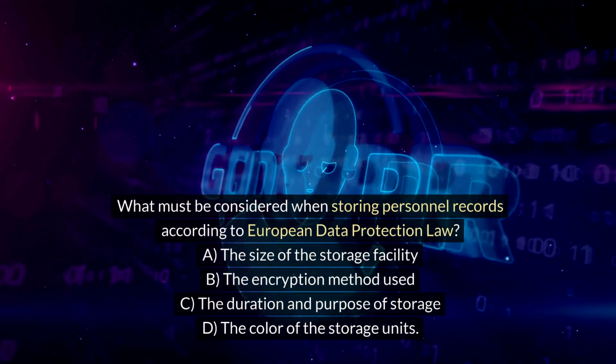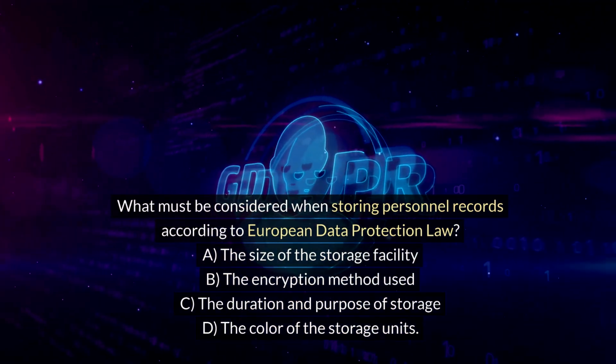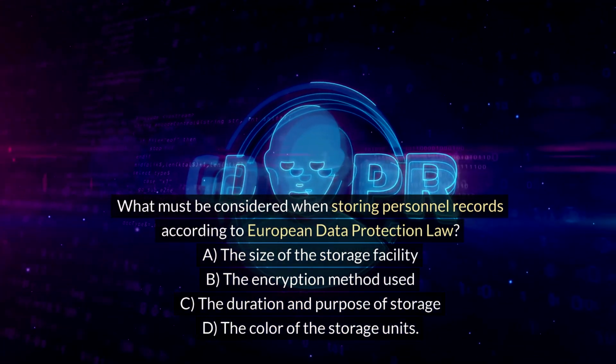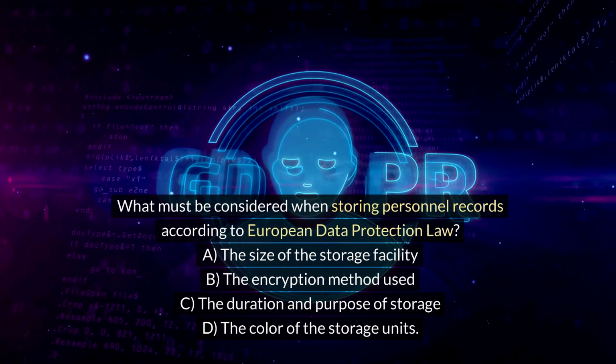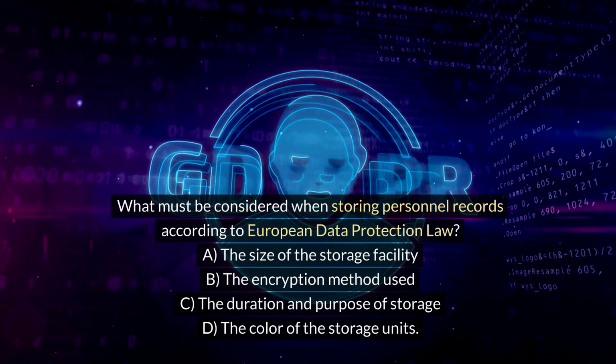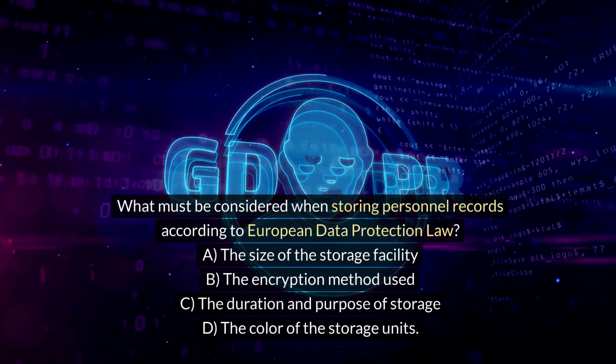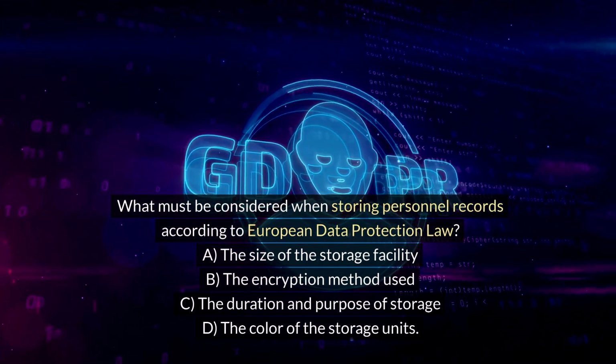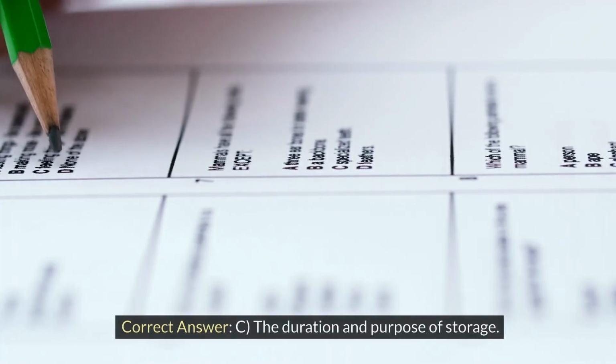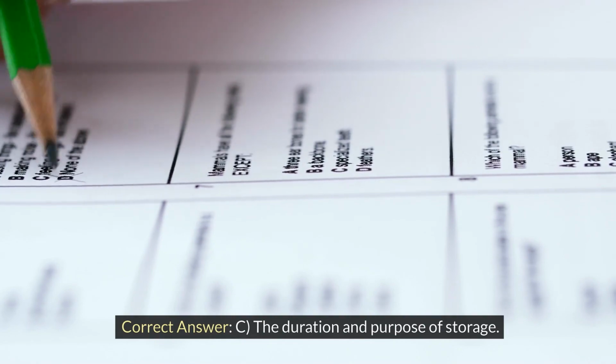What must be considered when storing personnel records according to European data protection law? A. The size of the storage facility. B. The encryption method used. C. The duration and purpose of storage. D. The color of the storage units. Correct answer: C. The duration and purpose of storage.